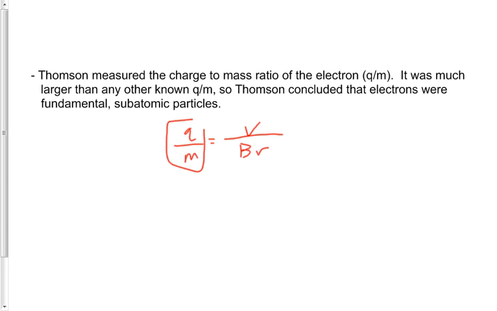And again, it's so big, the mass had to be so small, right? This number, really, really big. The number on the bottom, really, really small. But they had to be subatomic particles. We already knew they were negative because of the way they deflected in the magnetic field. Now we've got the discovery of electrons.